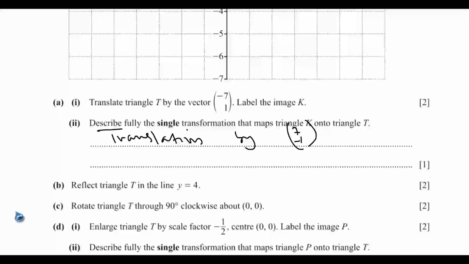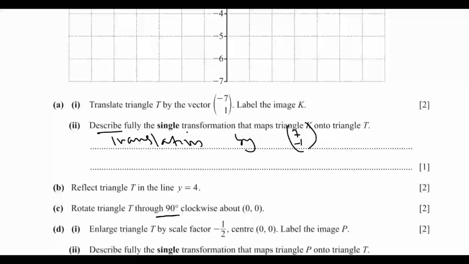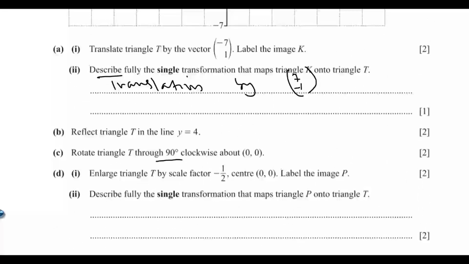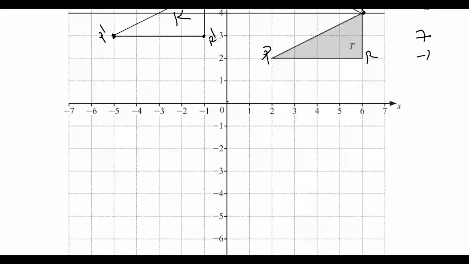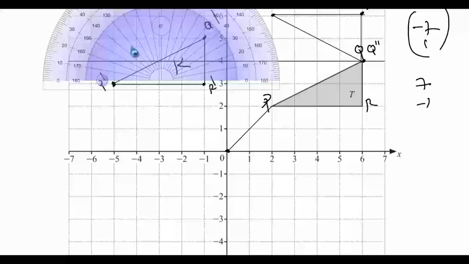So part C, rotate triangle T through 90 degrees clockwise about the origin. So the center of rotation is the origin here. Okay, that's the origin, and what we need to do is to draw a line from each of these points here, that is the point of triangle T, and rotate it clockwise direction 90 degrees. Okay, so let's start with letter P. Join these together. Okay, so we need to make use of a protractor. So let's select our protractor here.